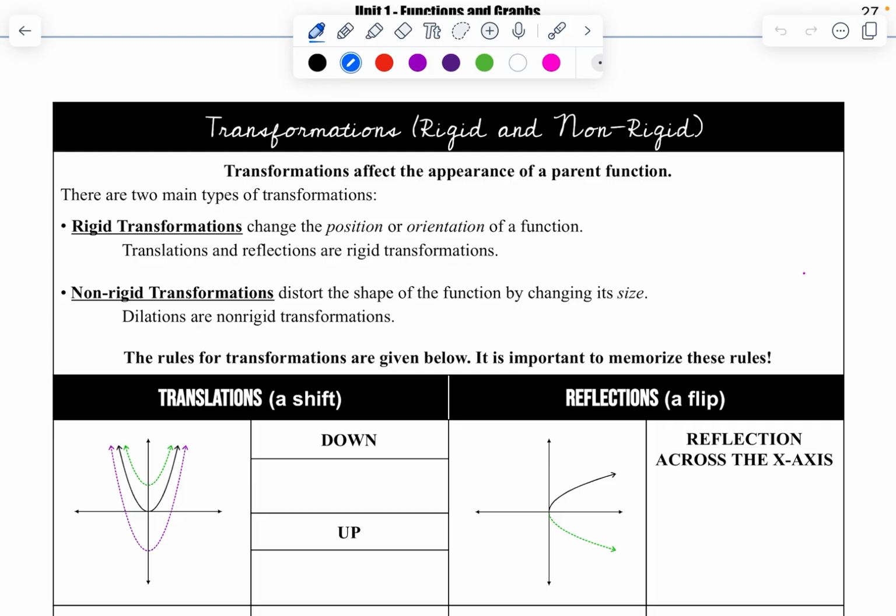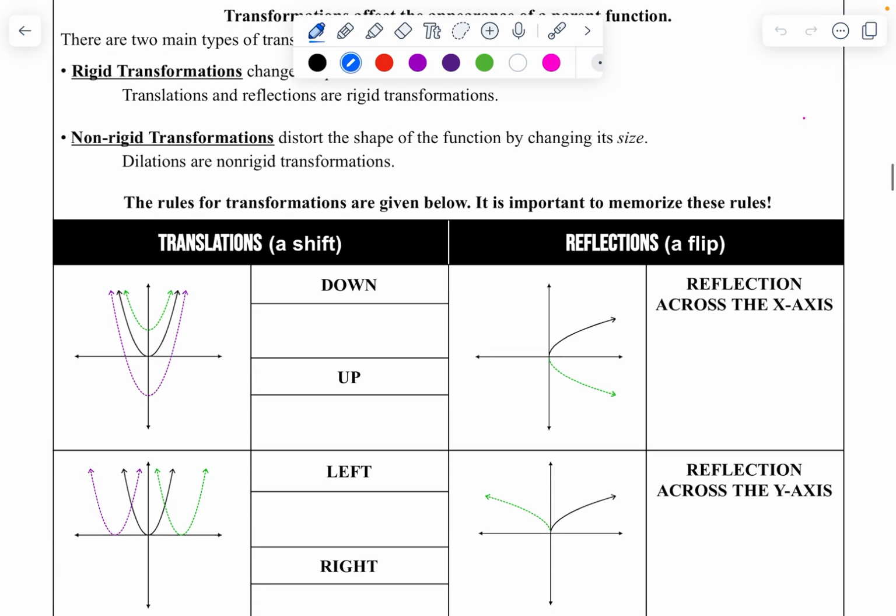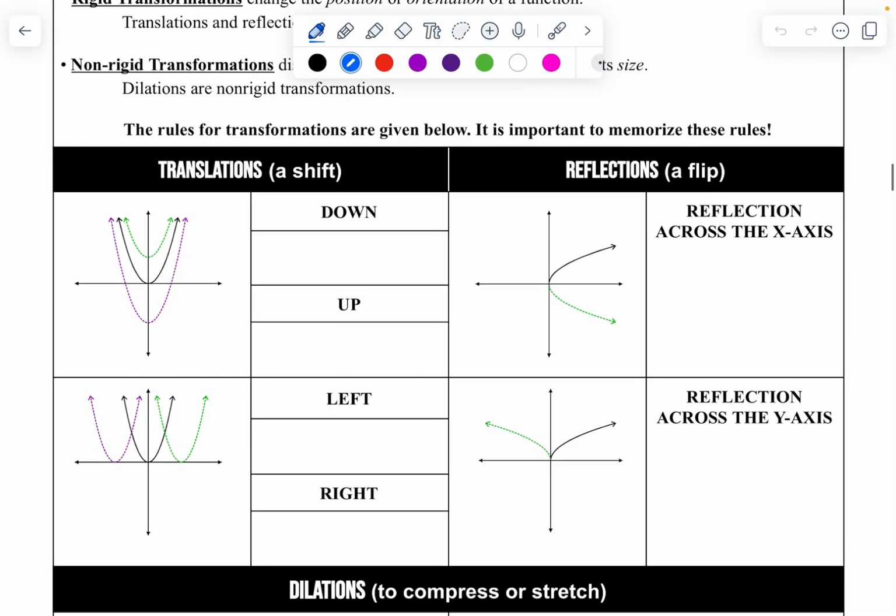Non-rigid transformations, though, distort the shape of the function by changing its size. So dilations are non-rigid transformations when we stretch or compress a function. You need to memorize these rules. Some of them hopefully you remember from Algebra 2.